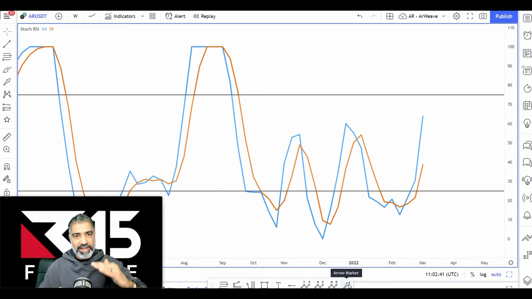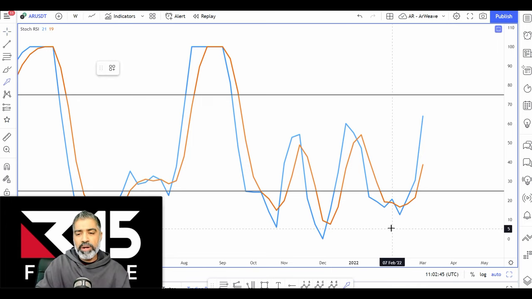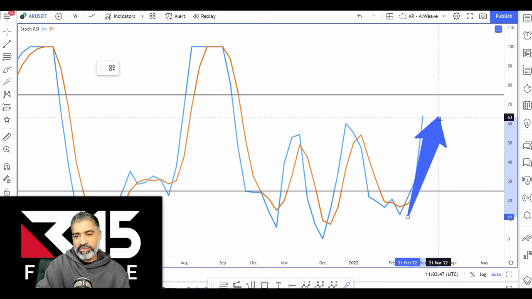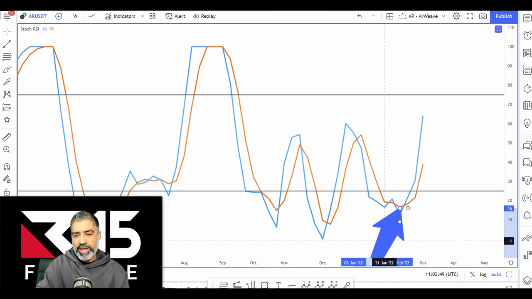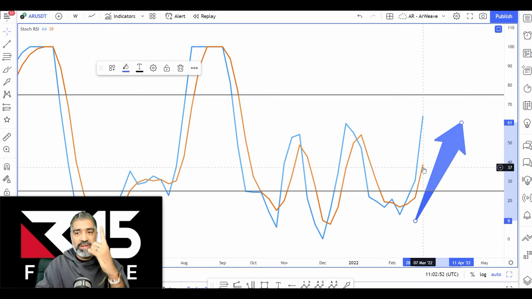So basically, when the higher degree momentum, which is what we're looking at over here, is pointing up, then we want to look for buying opportunities. So this is pointing up from down here. That means the momentum is up.